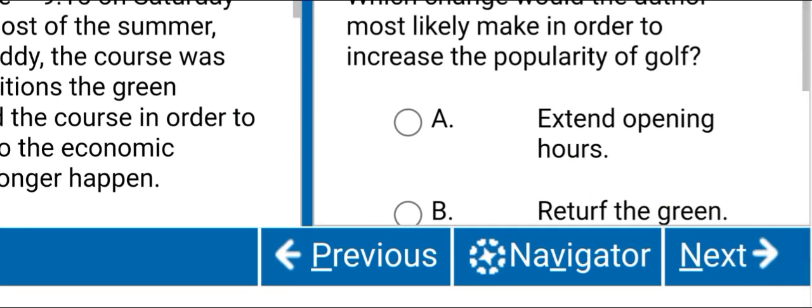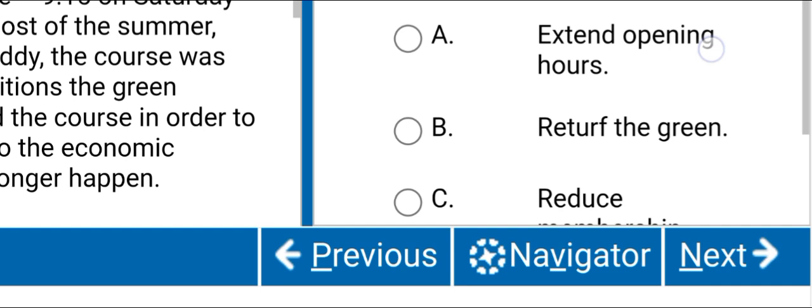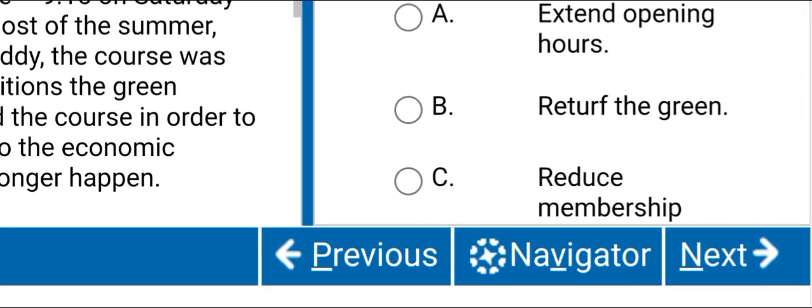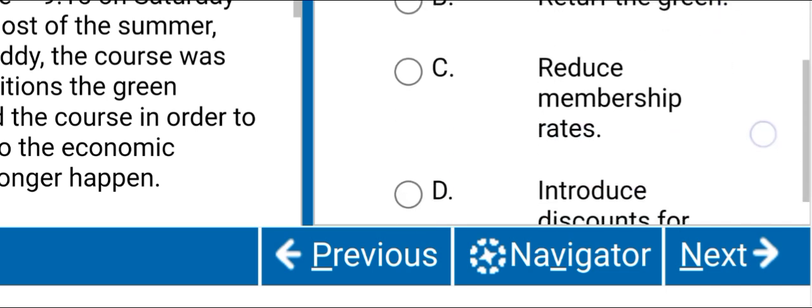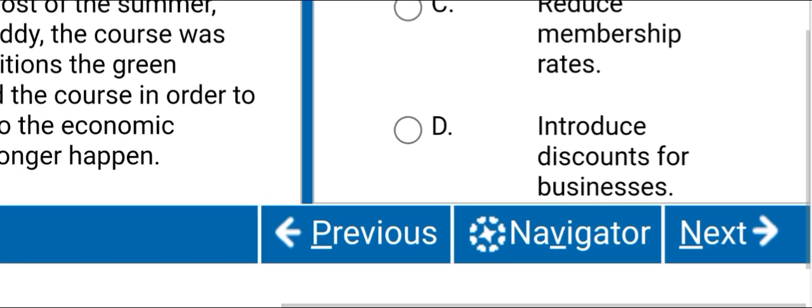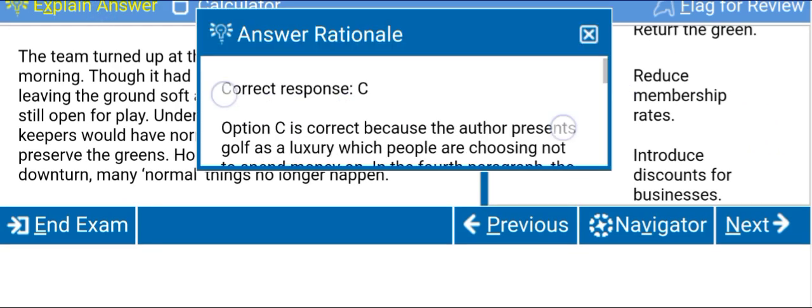Which change would the author most likely make in order to increase the popularity of golf? Option A, extend opening hours. Option B, returf the green. Option C, reduce membership rates. Option D, introduce discounts for businesses.